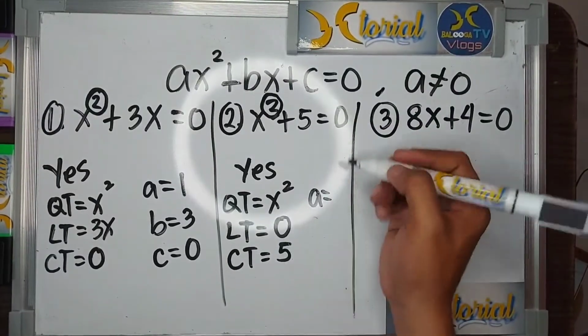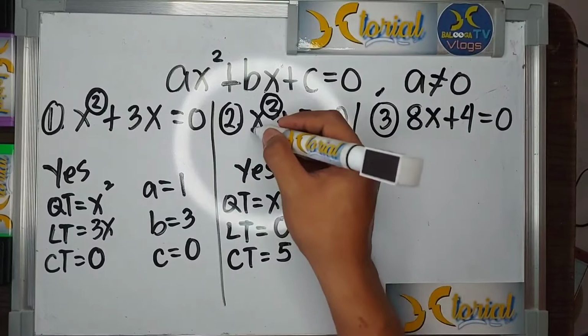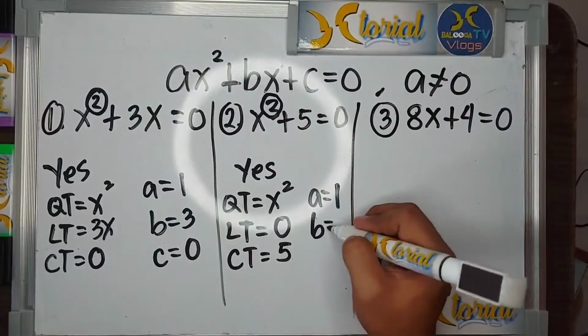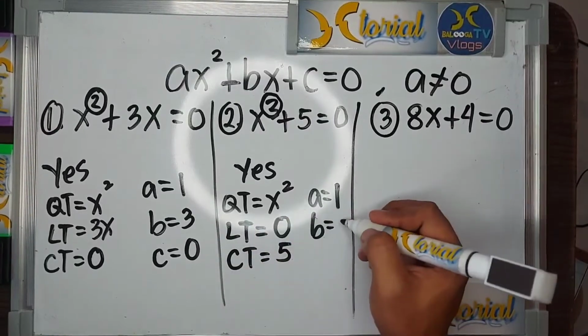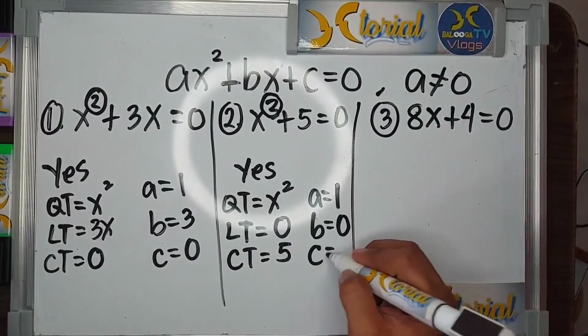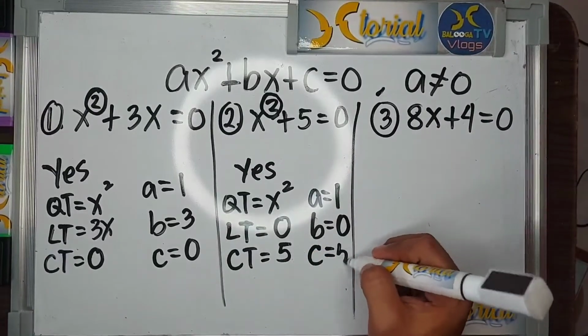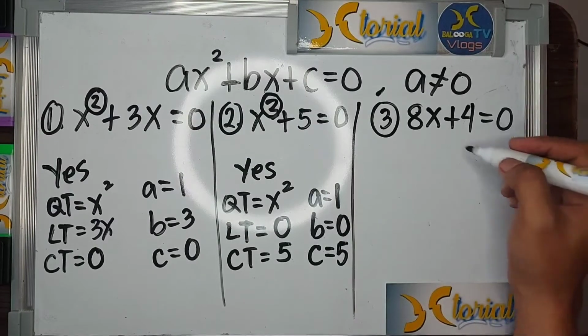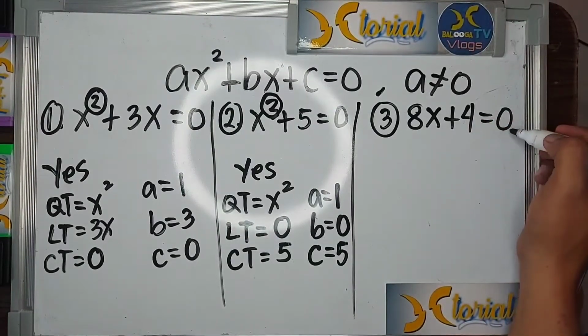So ano yung a natin? A is equal to, ano yung katabi ng x squared? 1. B is equal to, since wala tayong linear term, so ibig sabihin, B is 0. And our C is equal to 5. Okay, next, number 3. 8x plus 4 equals 0.